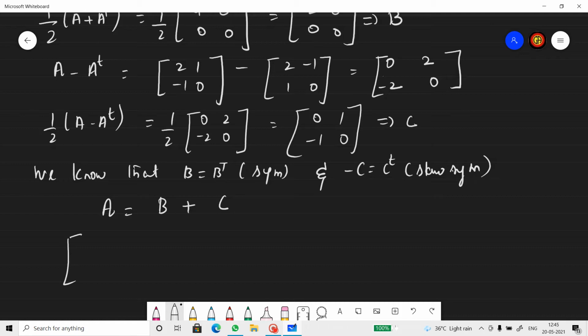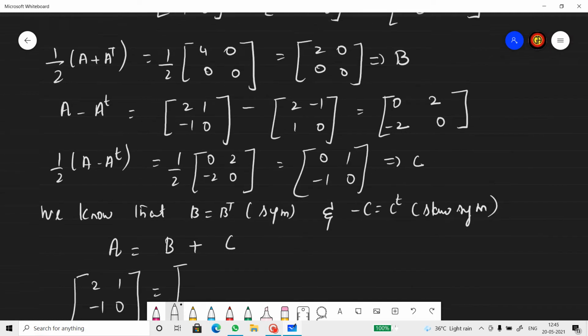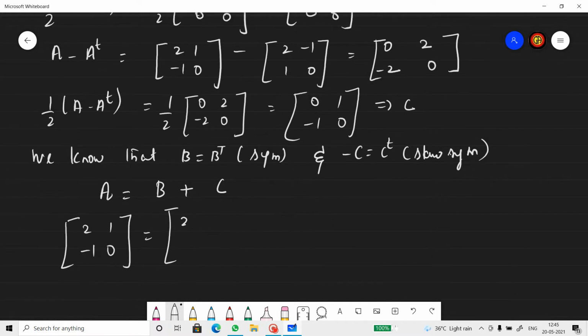So matrix A, which is 2, 1, minus 1, 0, equals the B matrix. What did we find as B? Let me just scroll up a little bit. 2, 0, 0, 0. And what did I find as C over here? 0, 1, minus 1, 0. Check whether you're getting A. 2 plus 0, 0 plus 1, minus 1 plus 0, 0 plus 0. Yes, hence we proved.